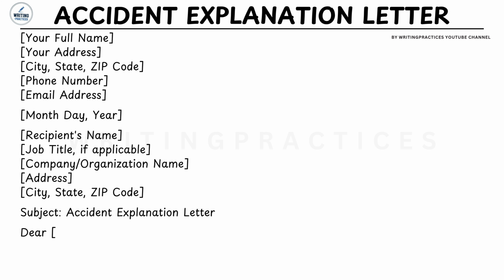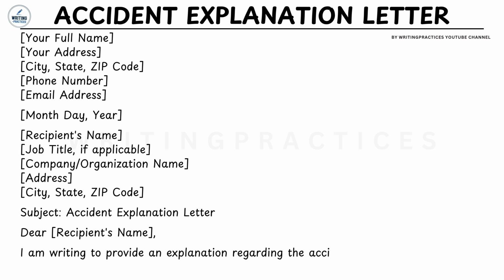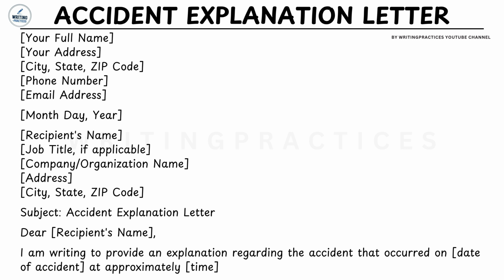Opening paragraph. Now begin by identifying the accident and providing the basic details. For example, I am writing to provide an explanation regarding the accident that occurred on June 5, 2026, at approximately 2:30 p.m. at the loading dock area of Summit Manufacturing Group. This opening immediately tells the reader what incident is being discussed. The first paragraph should clearly identify the accident without unnecessary detail.